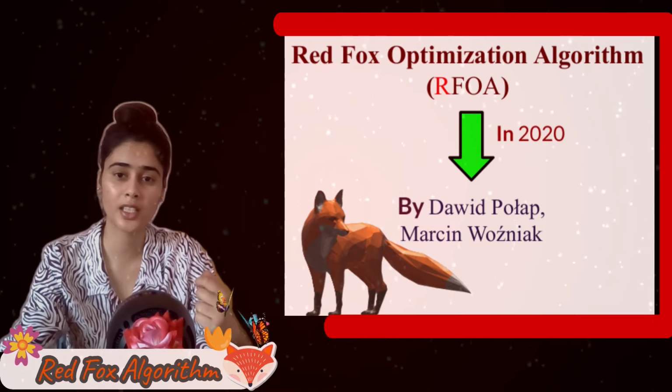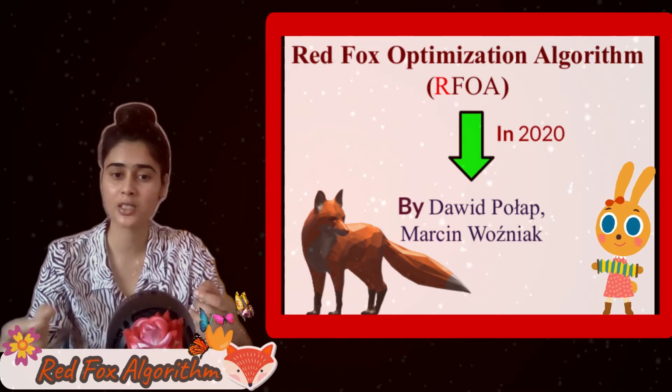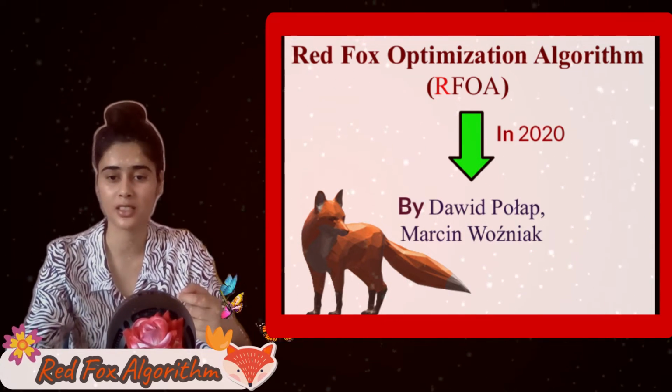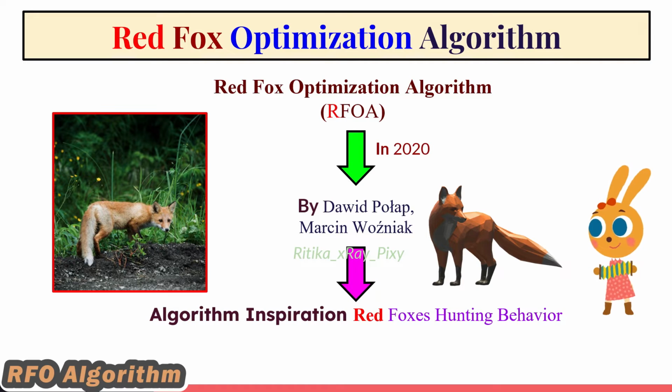So first you can see here this algorithm was introduced in 2020. And the main inspiration behind this algorithm is the red fox's hunting behavior. This algorithm also simulates how red foxes search for food and hunt. So it is clear red fox hunting behavior plus their hunting strategies are simulated in this algorithm to find the optimal solution for the optimization problems.